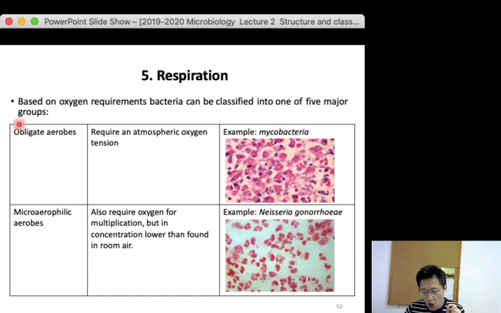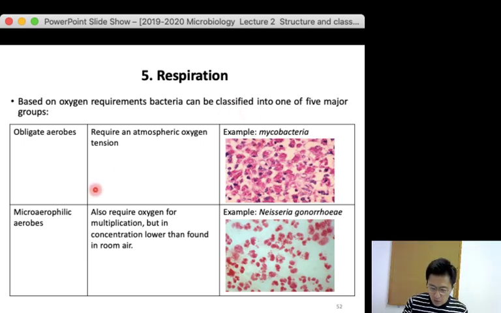The first one is obligate aerobes. They require atmospheric oxygen. What is atmospheric? It's about the air. In the air, there is about 71% nitrogen and 20% oxygen. So they need air oxygen, and they are found in the air. Mycobacteria are a good example because they are usually found in the lungs. The lung is about the air. The atmospheric air pressure is similar in humans to the outside environment.